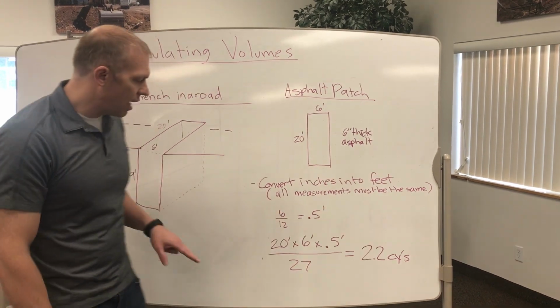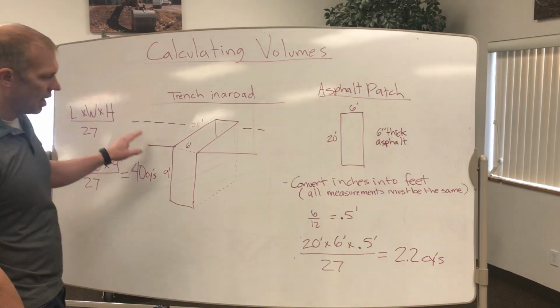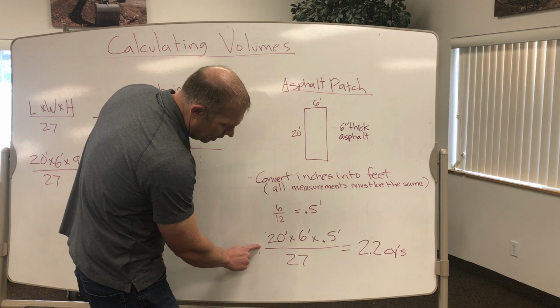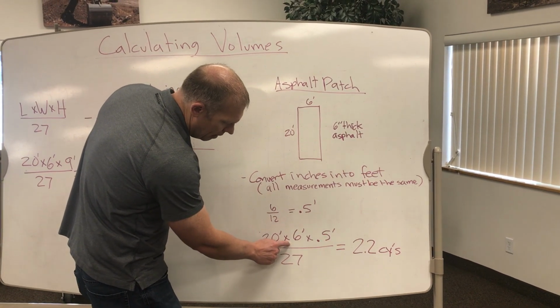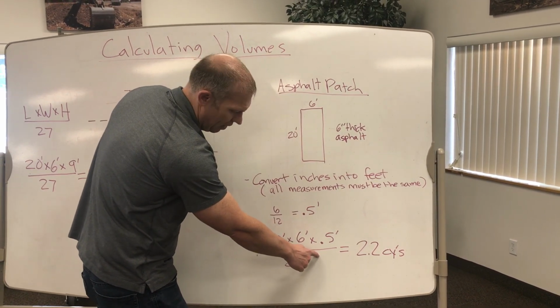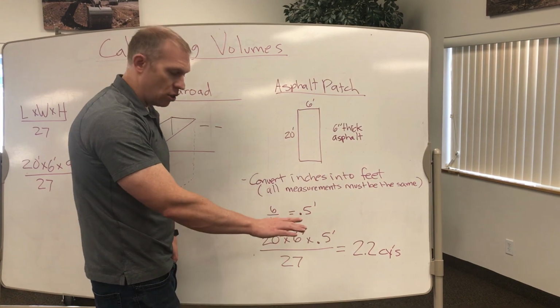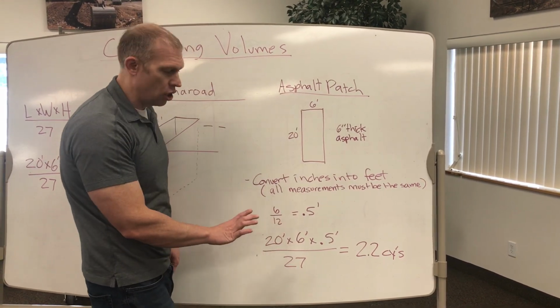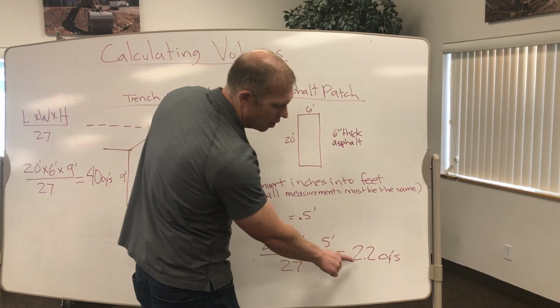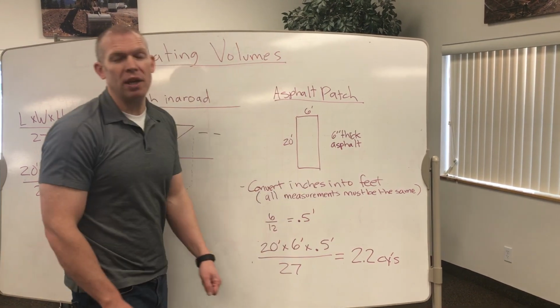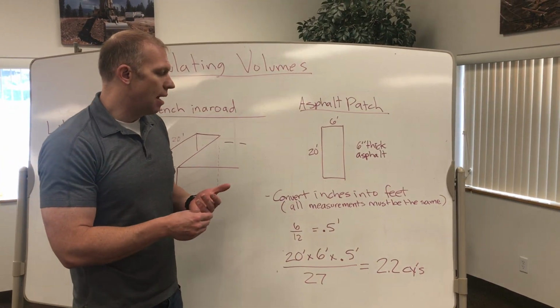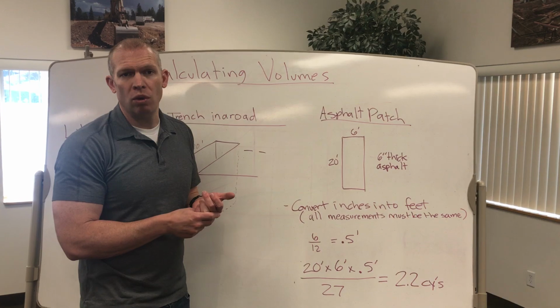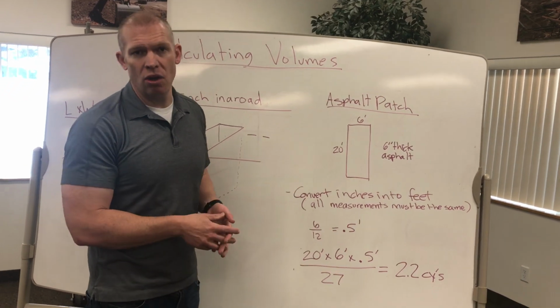Then we run the same calculation, the length times width times height again. 20 feet by 6 feet wide by 0.5 feet thick, and then we divide it by 27 to convert it into cubic yards again, which gives us 2.2 cubic yards of asphalt. And then in another video, like we mentioned, we'll teach you how to convert that into tons so you know how much to order.